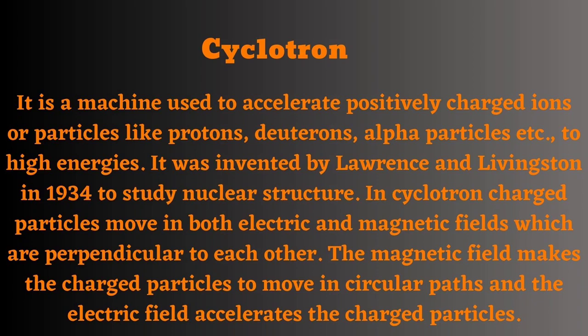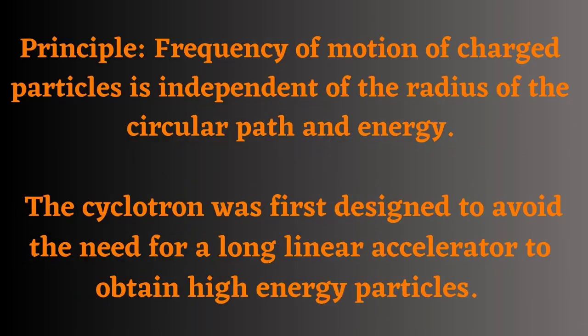In a cyclotron, the charged particle which has to be accelerated is under the influence of electric and magnetic fields, in which the electric and magnetic fields are perpendicular to each other. They play their own roles on a charged particle. The magnetic field makes the charged particle move in a circular path, and the electric field accelerates the charged particle. Cyclotron was first designed to avoid the need for a long linear accelerator to obtain high energy particles.